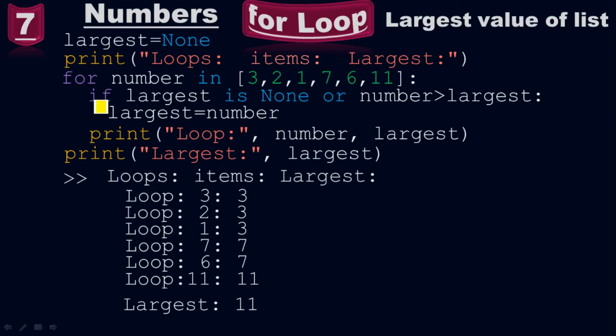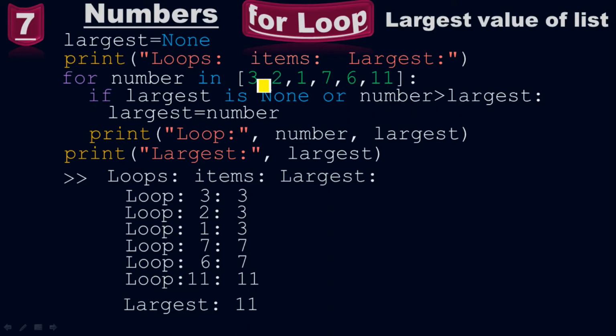There I have used the conditional statement. If largest is none or number is greater than largest. What do we mean by this? We have used OR, a logical operator here. For the OR, at least one term should be true. Look at here. When you look at the first term, largest is none. If largest is none, it is true because we said largest equals to none. It is true. What about the second term? The second term says that number is greater than largest.